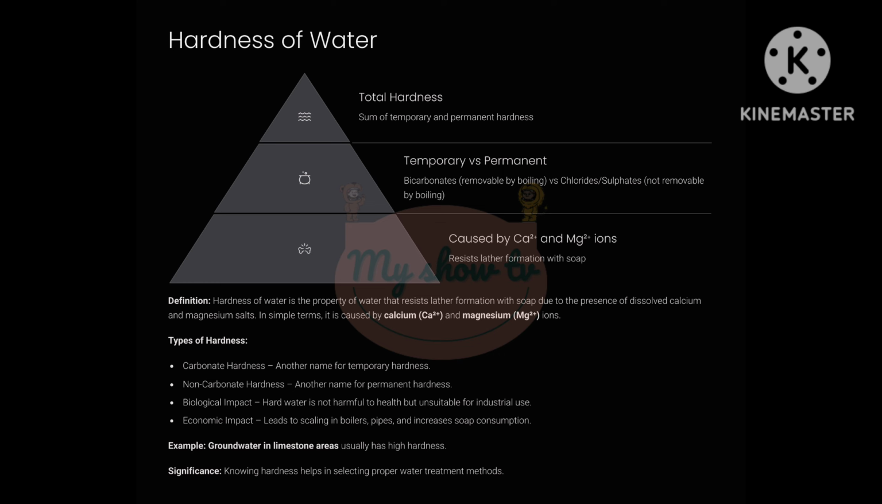6. Biological impact. Hard water is not harmful to human health. In fact, it contains essential minerals. However, it is not suitable for industries because it causes scaling. 7. Economic impact. Hard water increases costs in industries because it damages boilers, pipes, and consumes more soap. Example: well water from limestone areas is generally hard. Significance. Knowledge of hardness is necessary to decide the type of water treatment required.